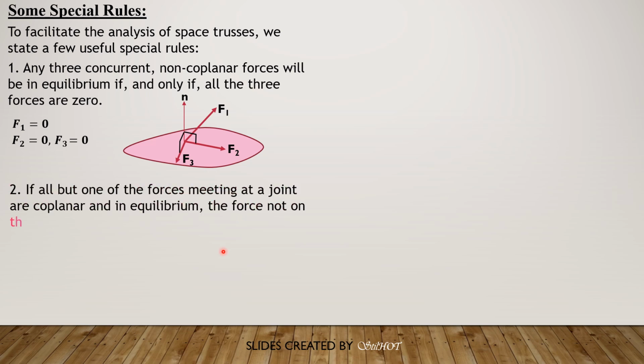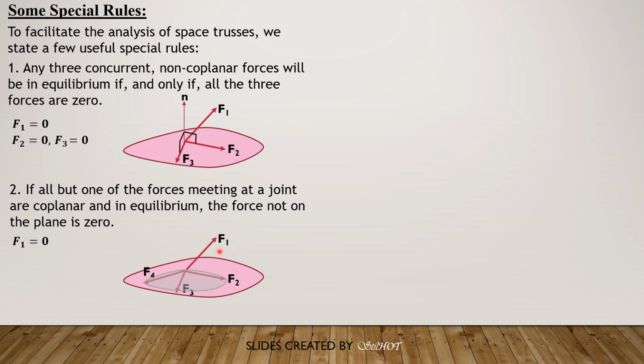Then the second rule: if all but one of the forces meeting at the joint are coplanar and in equilibrium, the force not on the plane is zero. So this is the same as this. We just extend the coplanar forces to three forces or more. F2, F3, and F4 are on the same plane, this plane here. F1 is not on the plane. So if we sum up forces perpendicular to the plane, we conclude that F1 is zero. So that's it. Only F1, which is not on the plane, will be zero. F2, F3, and F4 shall be found, and they are not equal to zero.